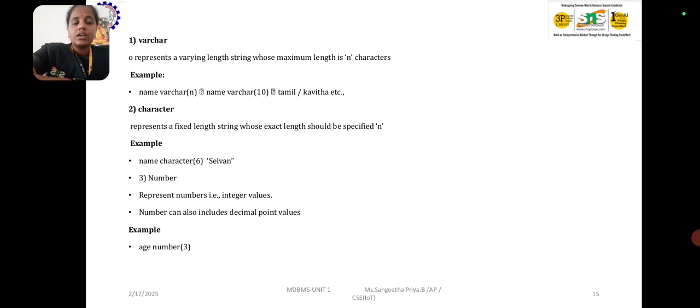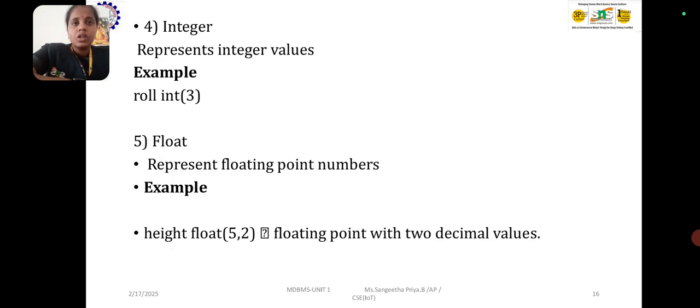Next one is character. It represents a fixed length string whose exact length should be specified in n. That is, name char, specified here as 6, Selvam. Next is number. It represents an integer value. Number can also include decimal point values. Example: age number 3. Next is integer, which represents an integer value, that is roll number int 3. Float represents a floating value, that is height float of 5,2, a floating point with 2 decimal values.